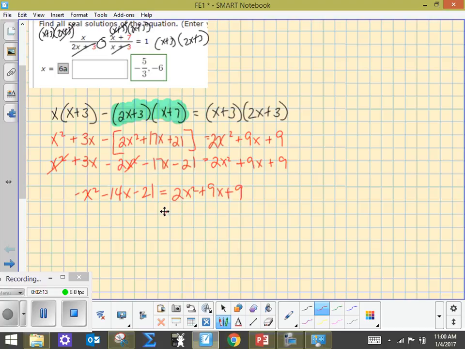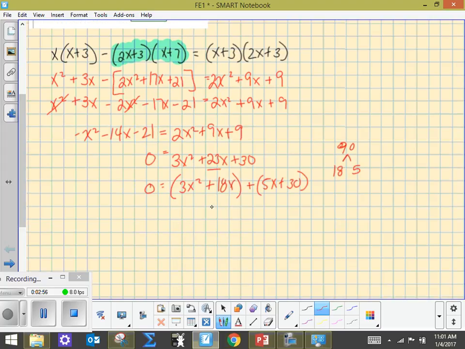Flip everything over. I'll get 0 here. This will become a 3x squared plus 23x, and then plus 30. I'm going to go the a times c method. So 3 times 30 will give me 90. Two numbers that multiply together to give me 90 and add to give me 23 are 18 and 5. So it's going to go 3x squared plus 18x, and then plus 5x plus 30, where this 18x and this 5x come together to make that 23x.